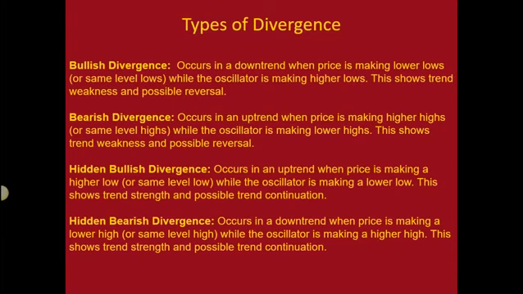So then the hidden bearish divergence is going to occur in a downtrend when price is making a lower high or same level high, and in our case it's going to be a lower bull fractal, all right, while the oscillator is making a higher high. This shows trend strength and possible trend continuation.